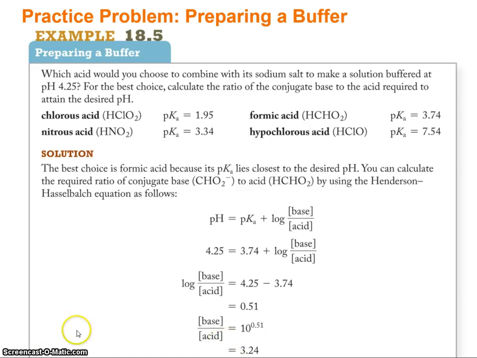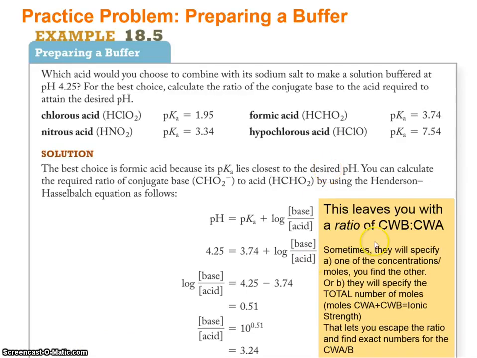Right? How much do I add in? Depends on how much this is going to dissolve. Sometimes they will tell you how to get out of the ratio. This setup leaves you with a ratio of the conjugate weak base to conjugate weak acid. All right, so this is my base to acid ratio. If you are wanting to know the exact concentration of conjugate weak acid to conjugate weak base, this tells you 3.24 to 1, right? So that could be 3.24 molar to 1 molar, or it could be 0.00324 molar to 0.001 molar.